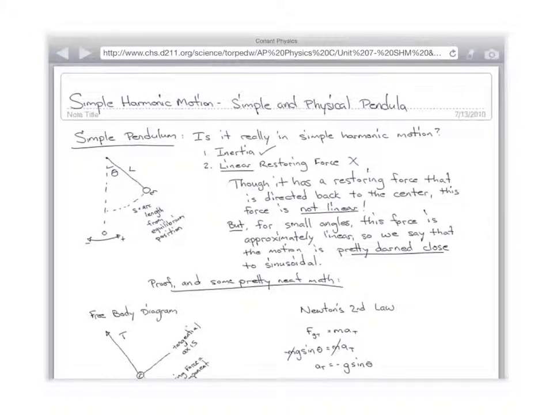Okay, so I'm going to set this. I have a string and I have a mass hanging from the string, and I'm just going to do this with it. The question I have for you is: is this simple harmonic motion? Yes. Is it harmonic motion first? Yes. What does harmonic motion mean? Oscillates back and forth, and repeats. Is it in simple harmonic motion?